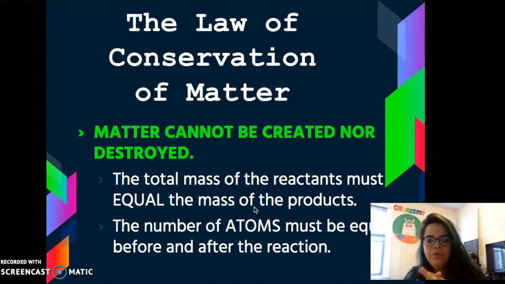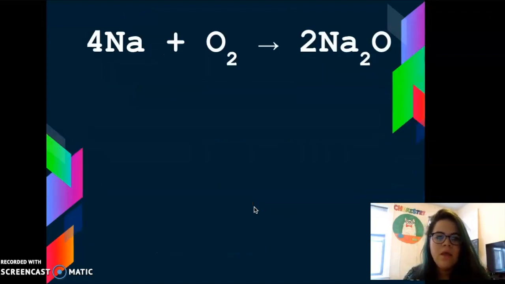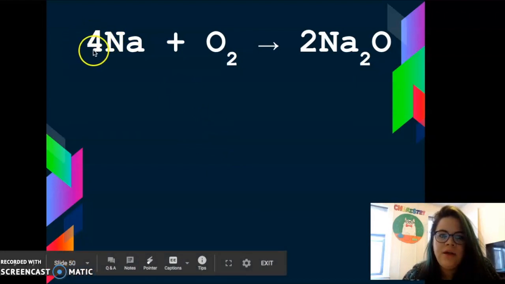So I'm first going to go through one that is already balanced so that hopefully you can see what the goal is when balancing these equations. So I have 4Na plus O2 arrow 2Na2O. In words, this would translate to 4 moles of sodium reacts with 1 mole of diatomic oxygen to produce 2 moles of sodium oxide.